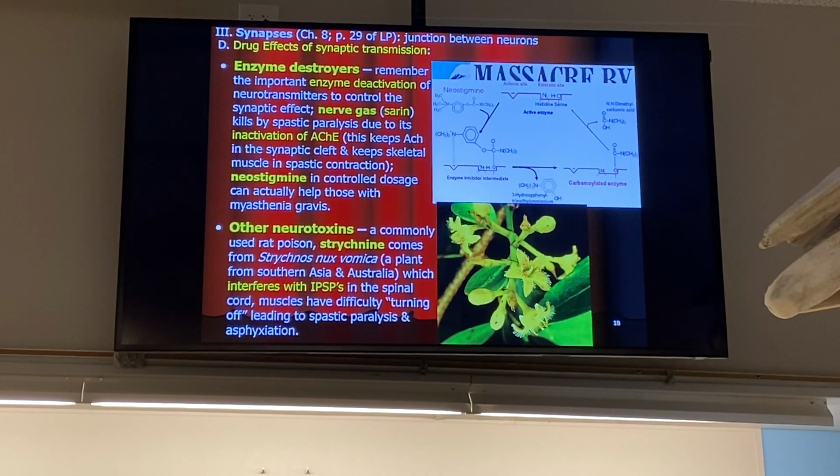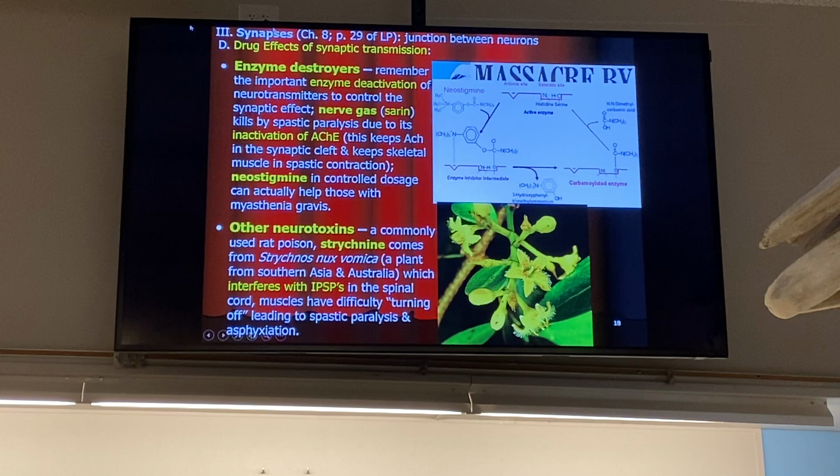So when you say other neurotoxins, is everything that you've listed so far technically a neurotoxin? Yeah, so far these have been all neurotoxins. Rat poison. Oh my god. Pest control companies don't use strychnine anymore. It's pretty rare. Too many cats and dogs ate the rat poison. So they don't use that anymore. There are other things they can use. Same thing though with strychnine, it interferes with turning things off. Spastic paralysis and asphyxiation.